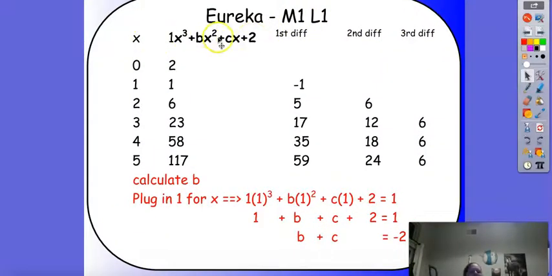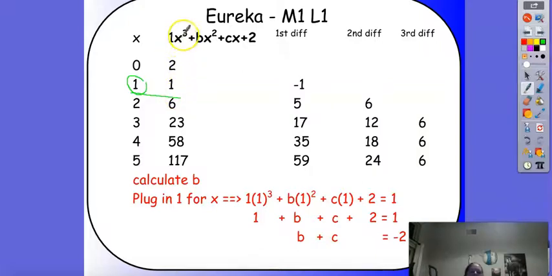Now I have to figure out b and c. That's a little bit harder. Okay, so to figure out b and c, I'm going to look right here. If I put in a 1 for x, then it should spit out a 1.